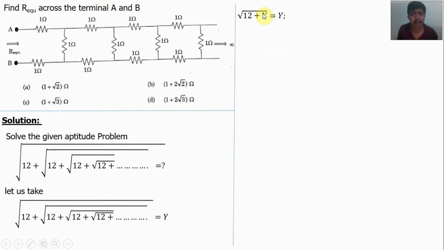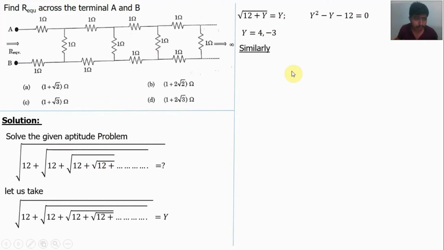The point is, the summation of values until the infinite term is very close to the summation of values until the infinite minus 1 term. This is the value until the infinite term. This is the value, with one value left. This value is until the infinite minus 1 term. Now solve this problem. Square on both sides. We will get y square minus y minus 12 is equal to 0. Solve this equation. We will get y is equal to 4, minus 3. The answer for the aptitude problem is 4.